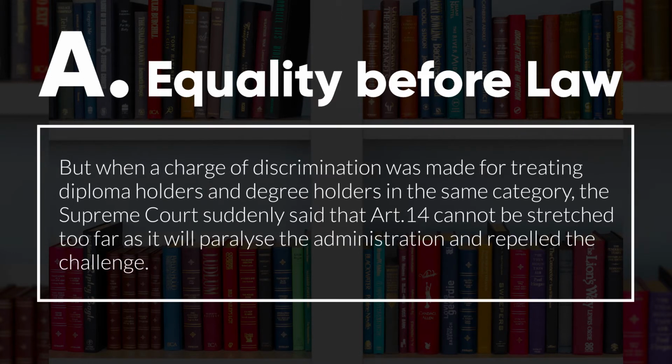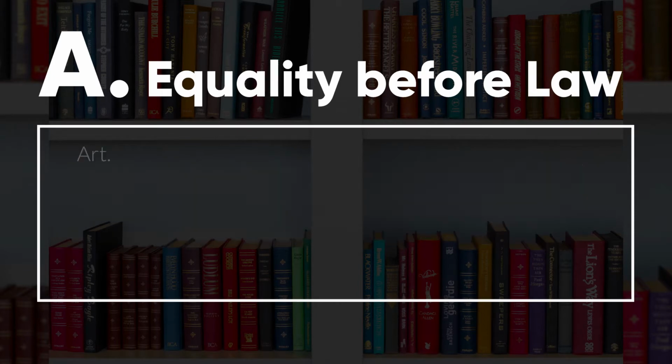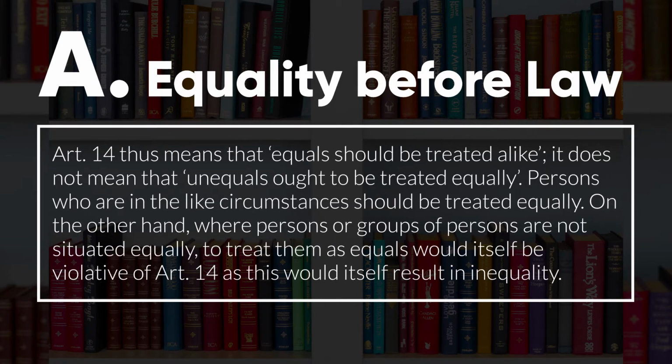But when a charge of discrimination was made for treating diploma holders and degree holders in the same category, the Supreme Court said that Article 14 cannot be stretched too far, as it will paralyze the administration. Article 14 thus means that equals should be treated alike. It does not mean that unequals ought to be treated equally. Persons who are in like circumstances should be treated equally. On the other hand, where persons or groups of persons are not situated equally, to treat them as equals would itself be violative of Article 14, as this would itself result in inequality.